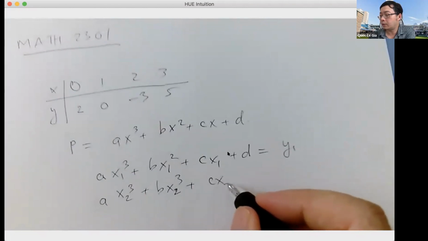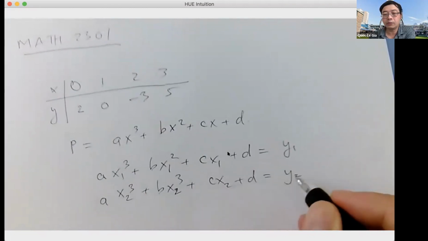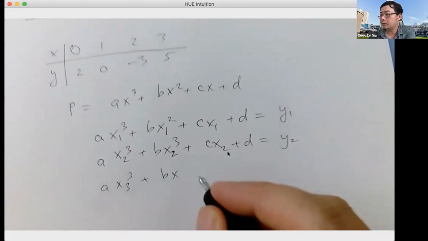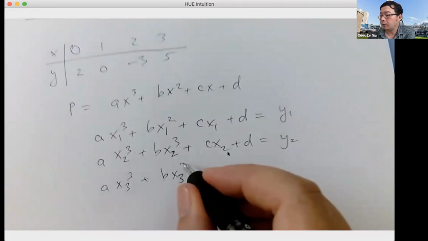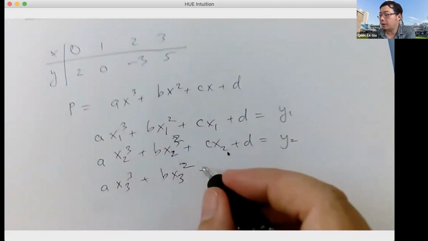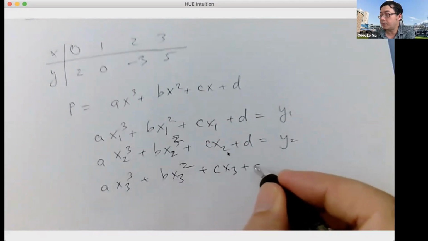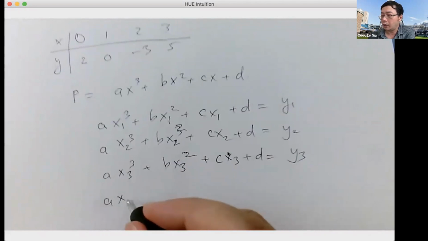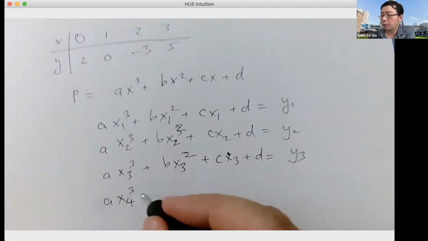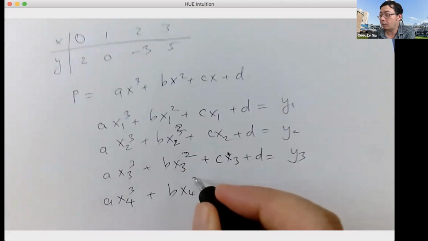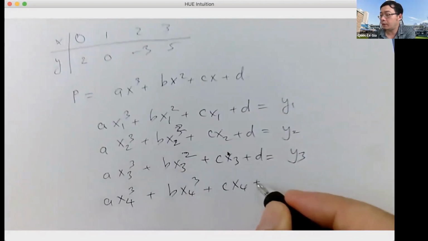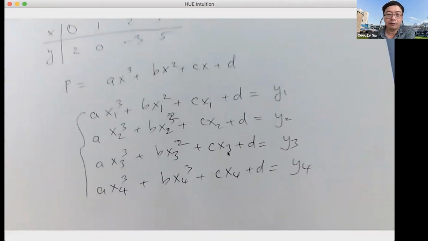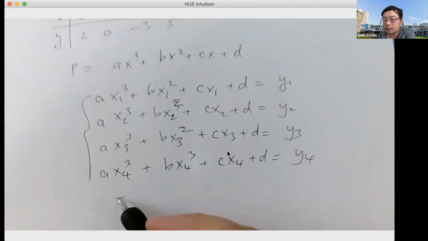a x2 squared... c x2 plus d equals y2, and a x3 cubed plus b x3 squared, so this one should be squared, yeah, plus c x3 plus d equals y3, and a x4 cubed plus b x4 squared plus c x4 plus d equals y4, right? So essentially you have something like this, and this can be written as a linear system, right?